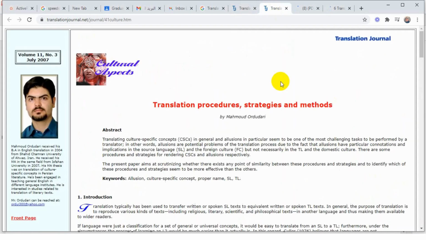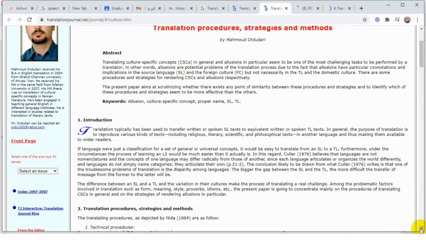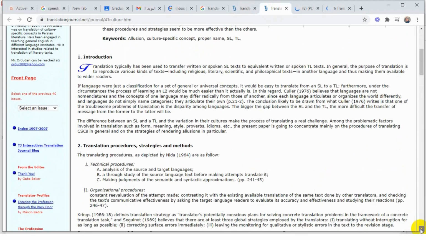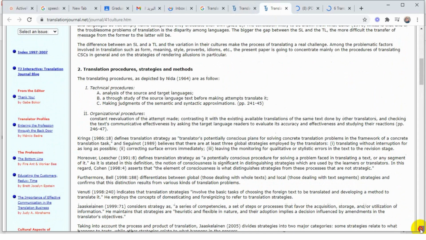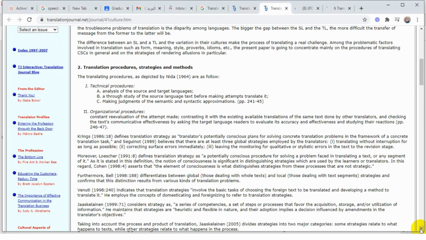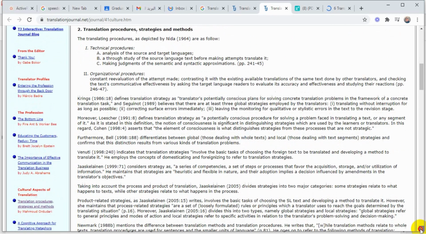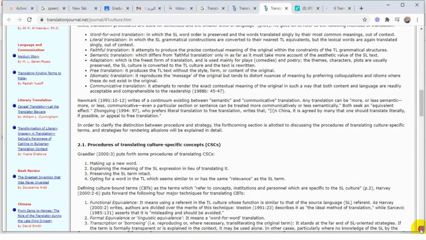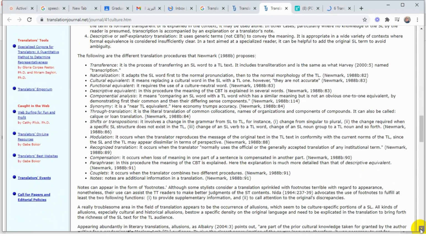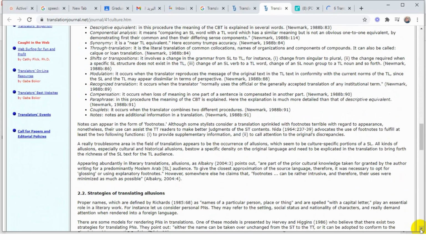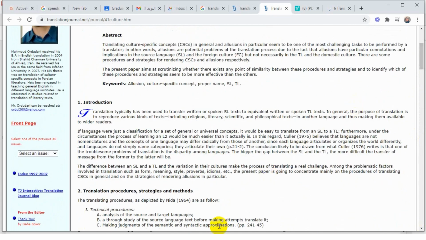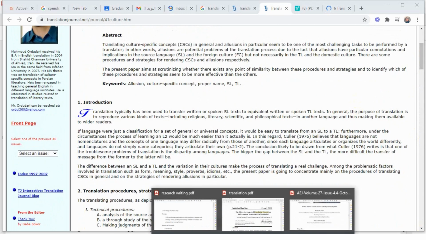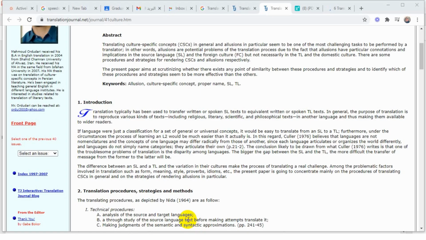You can get important information from here. Again, here abstract, keywords, introduction, from translation procedures, strategies, and methods. Also, again, here you can select what you need about the definitions and literature.